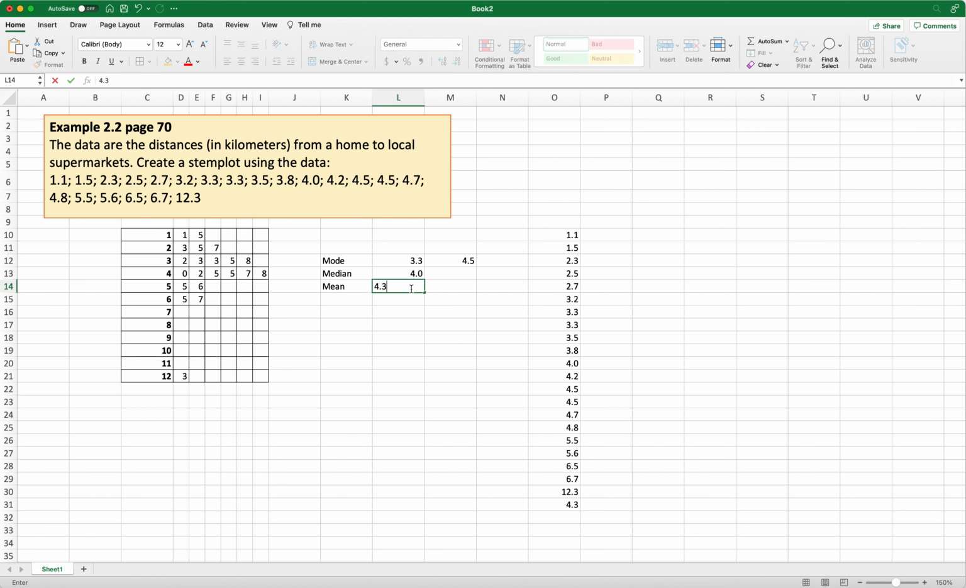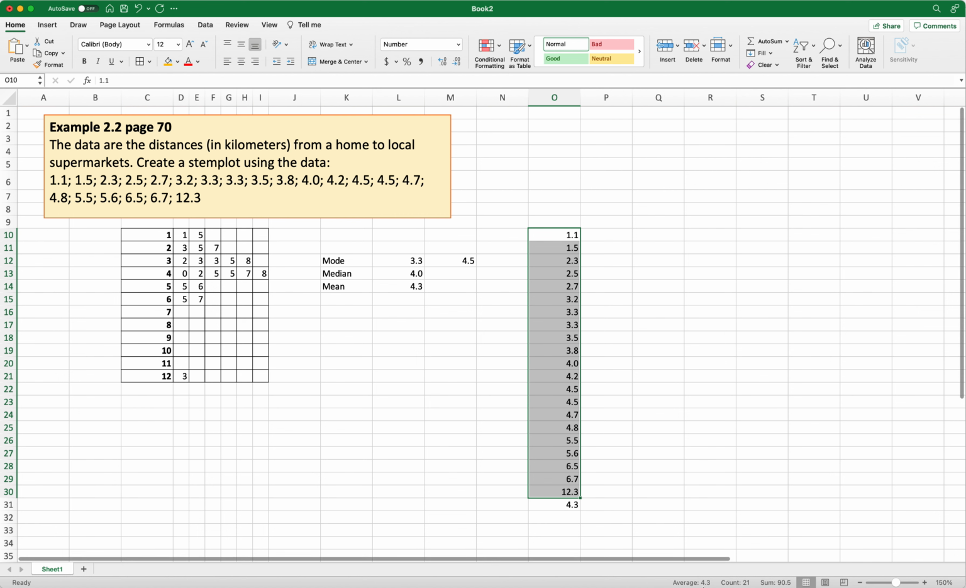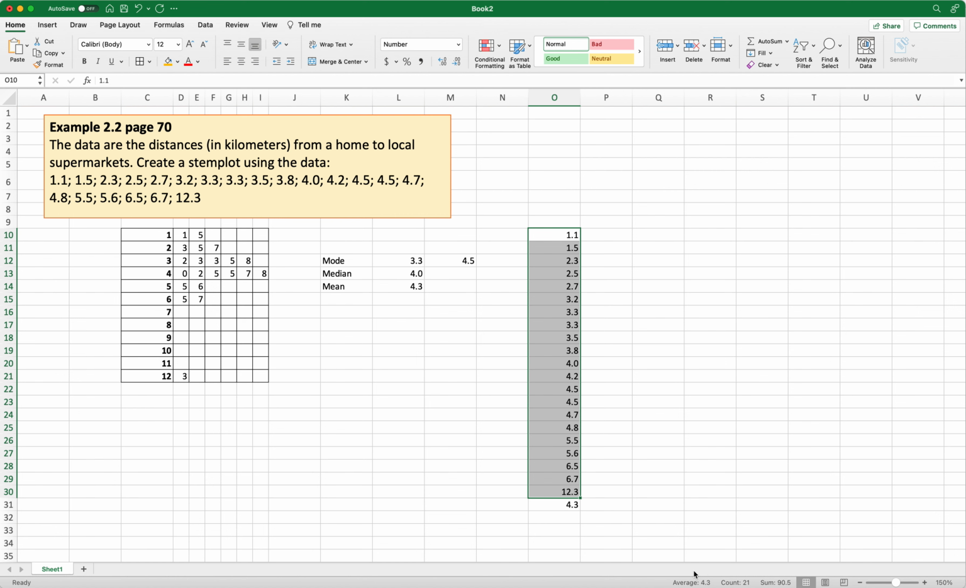That's also what we got when we just highlighted the data and looked at the average down here. The average is 4.3. So let's make that bold. That's one way of calculating it. The other way of calculating it is to actually put mean.